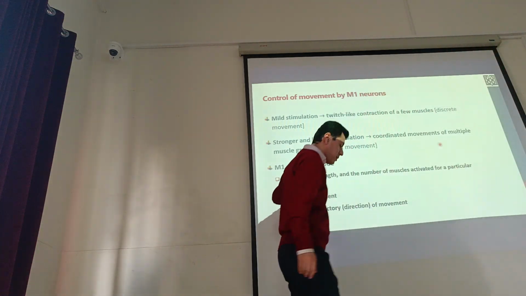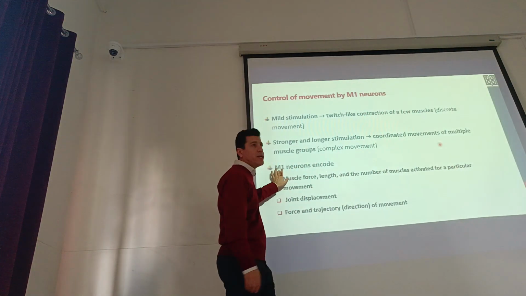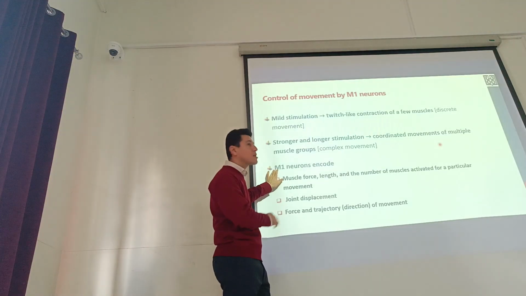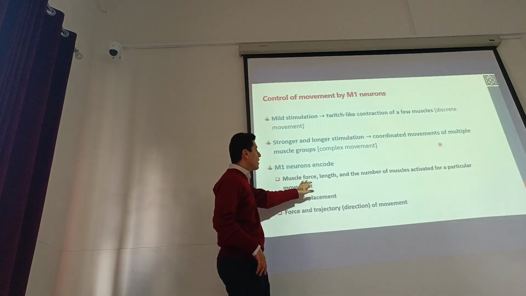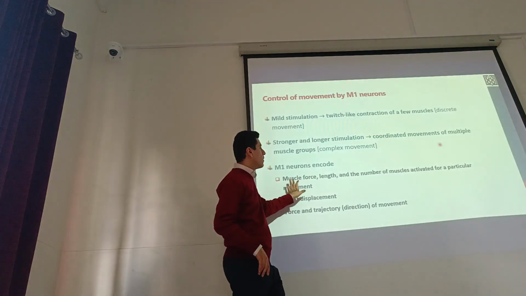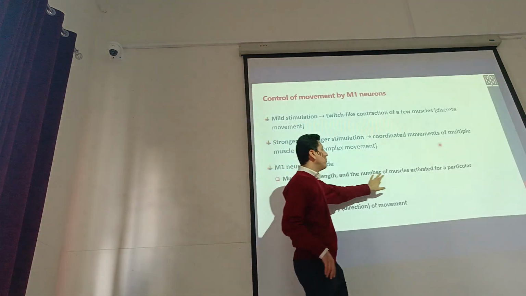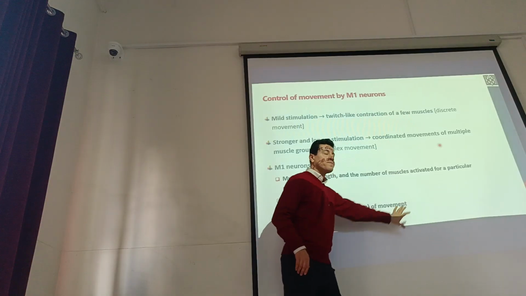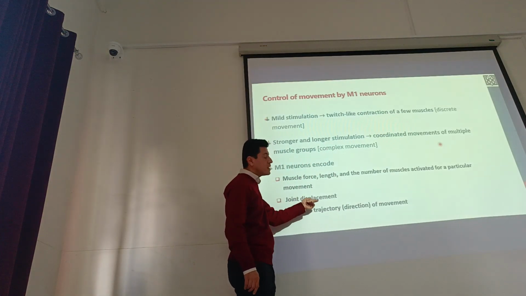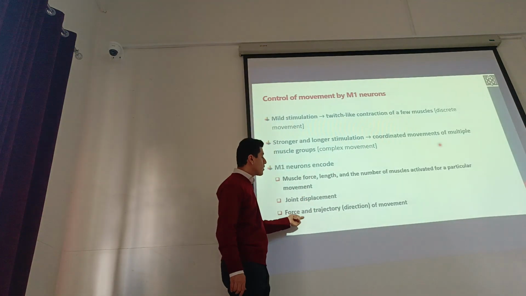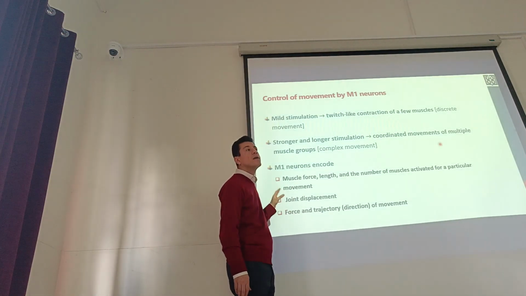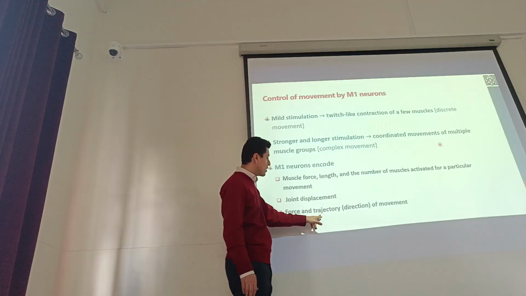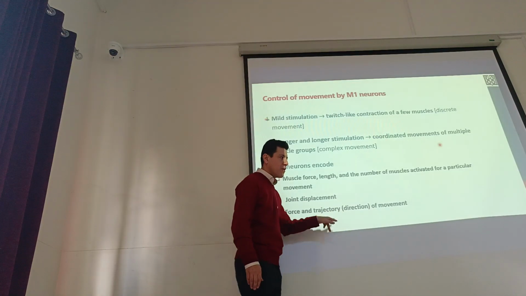So what aspects are regulated here by M1 neurons? M1 means primary motor cortex, like S1, right? Muscle force, muscle length, the number of muscles activated, joint displacement, force, and trajectory of movement. All of these are controlled by the primary motor cortex. What is trajectory or direction?